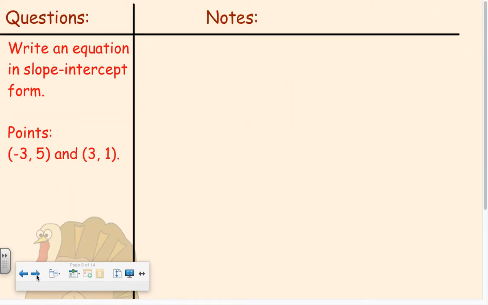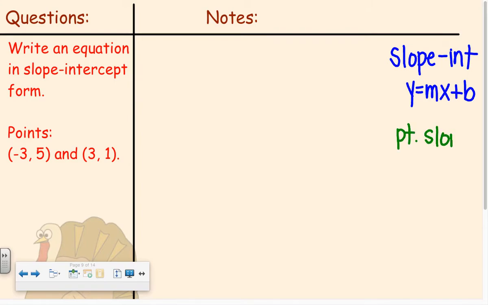All right, first one. Write an equation in slope-intercept form given 2 points. Now normally we're given different information and we have to figure out which formula we can put it in based off of the information we know. So right now we use two main formulas. We use slope-intercept form, which is y equals mx plus b, and we use point slope form, which is y minus y1 equals m times x minus x1.